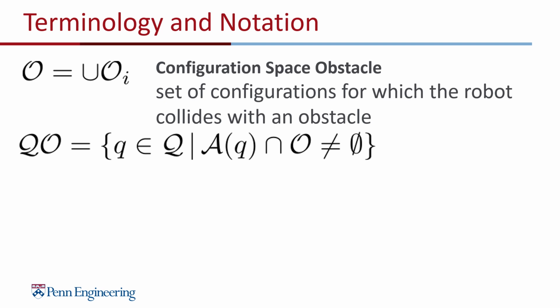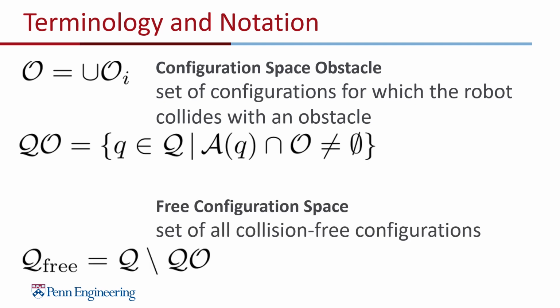The set of configurations for which the robot collides with an obstacle is referred to as the configuration space obstacle. In the last lecture, we discussed some methods for determining the relationship between the robot's configuration and whether it intersects any of the obstacles in the workspace. We will usually try to do all of our planning in the free configuration space, which is the set of all collision-free configurations. That way, our robot can follow a path without colliding with any obstacles.